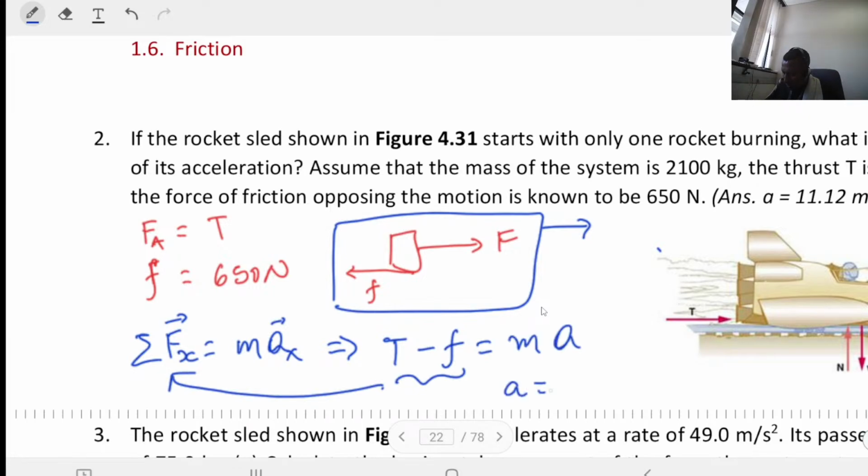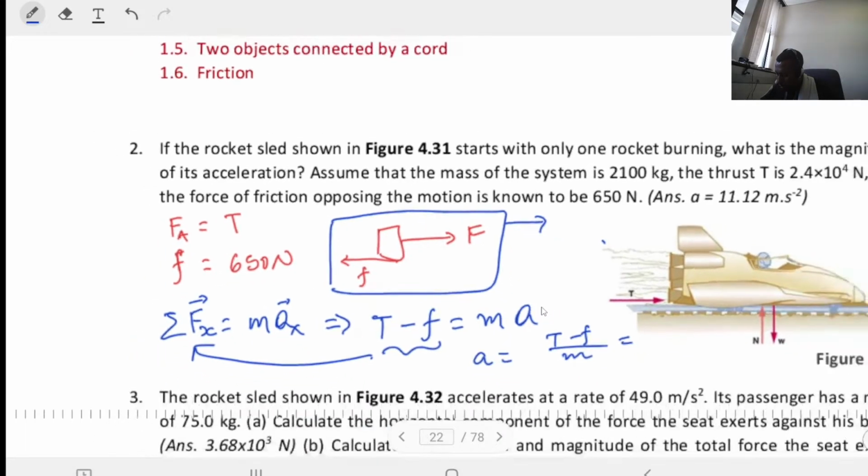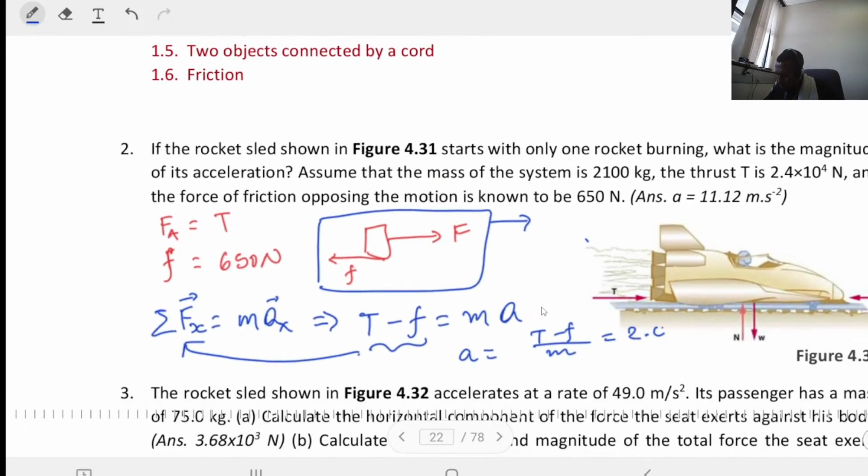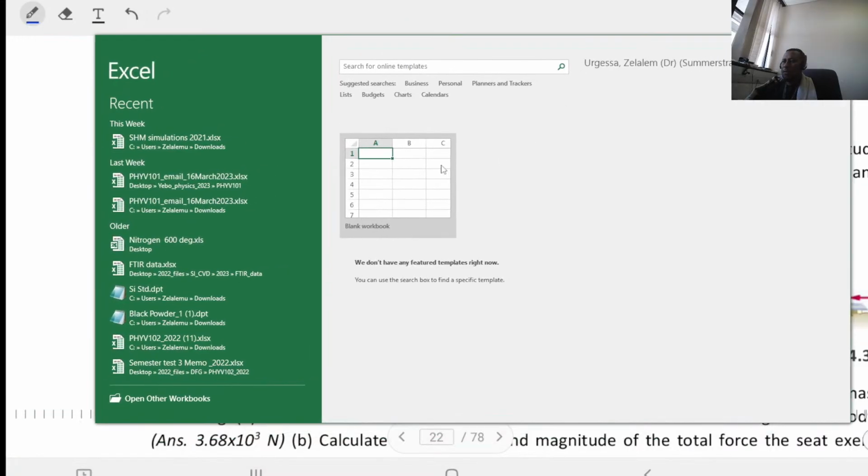Then my acceleration must be equal to T minus F over M, which equals 2.4 times 10 raised to 4 minus 650, divided by 2100. That should be your answer. If you don't trust it, I'm going to open it. I don't have a calculator with me, therefore I always do it with Excel. Those of you on Teams, you can see what I'm doing.